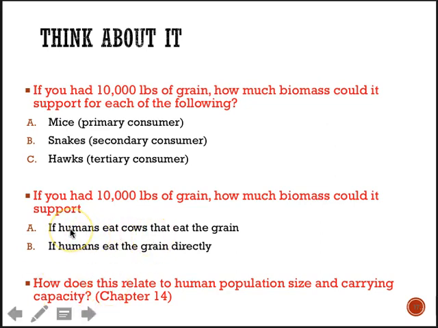So how much human would be able to survive on that 10,000 pounds of grain if all of it's fed to the cow first? So the cow is going to be 1,000 pounds and you got 100 pounds of human. But if the humans are just directly eating that grain, if there's no carnivory happening here by us eating cows, then we can actually support way more humans. We can support 10 times as many humans if humans are eating a vegetarian style diet.